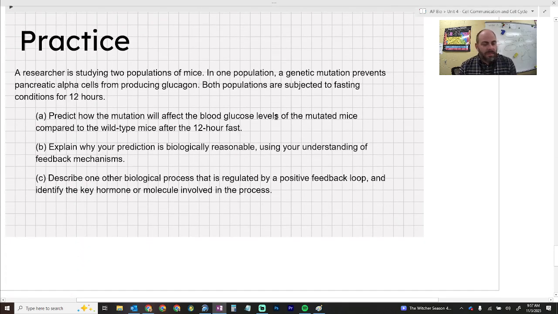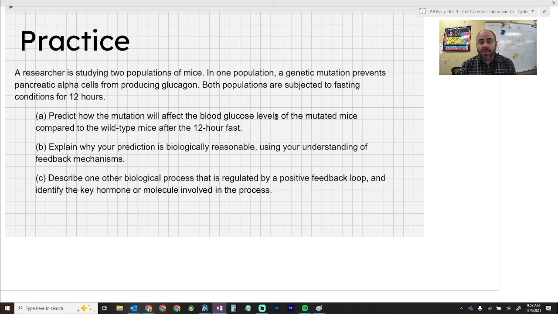Let's look at a practice problem. This is another FRQ. You need practice on FRQs. A researcher is studying two populations of mice. In one population, a genetic mutation prevents pancreatic alpha cells from producing glucagon. Both populations are subjected to fasting for 12 hours.